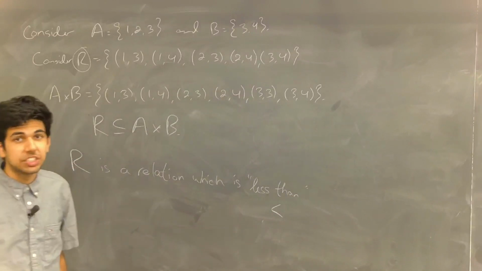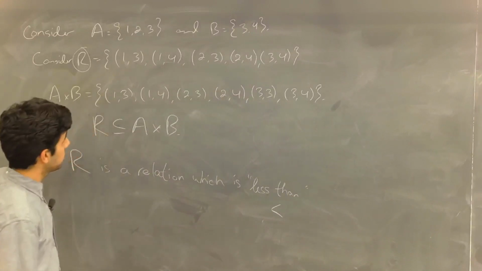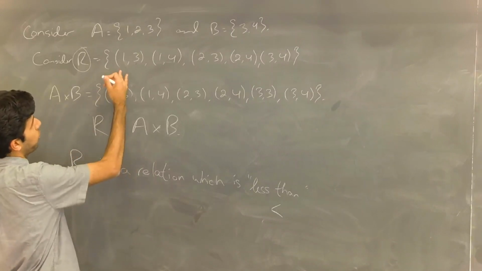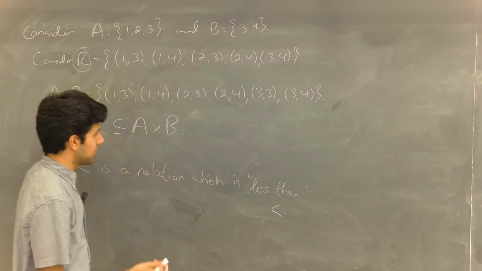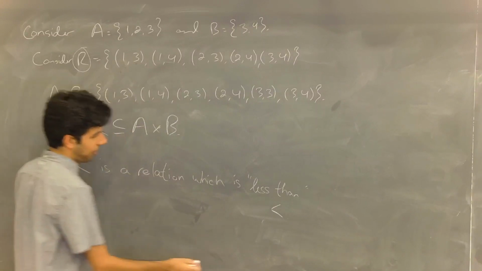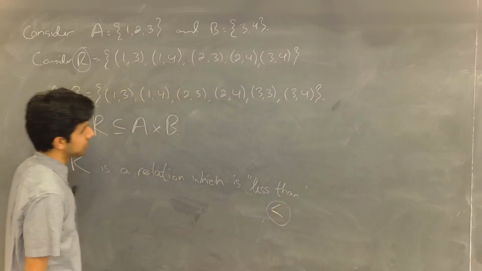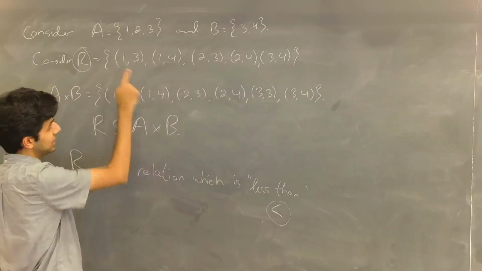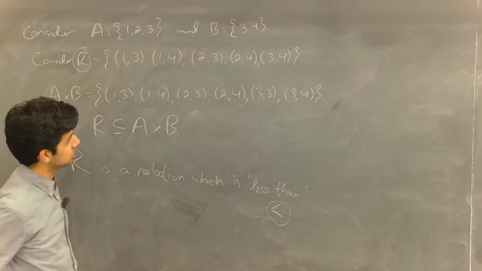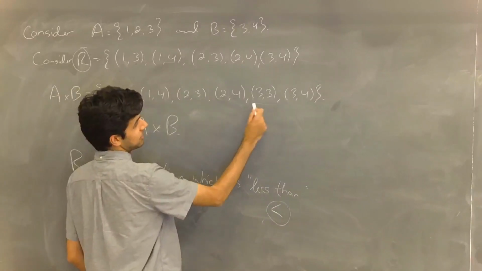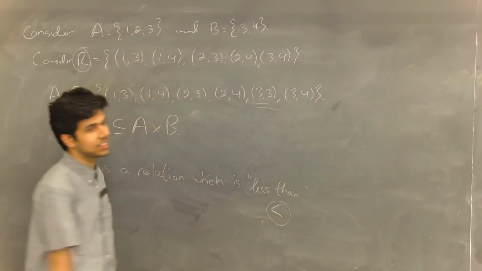R is going to be the relation less than. We can always say that 1 is related to 3. That doesn't really mean too much. But in this case, R is actually this symbol. And if we check it out, 1 is less than 3. 1 is less than 4, and so on and so forth. This is the only item that was excluded because 3 is not less than 3.